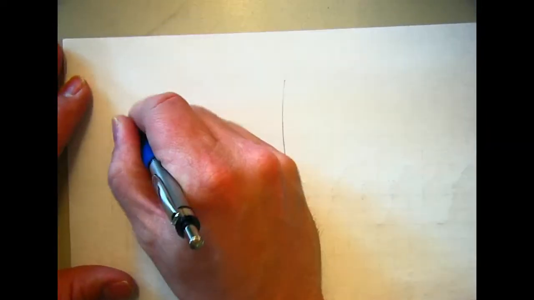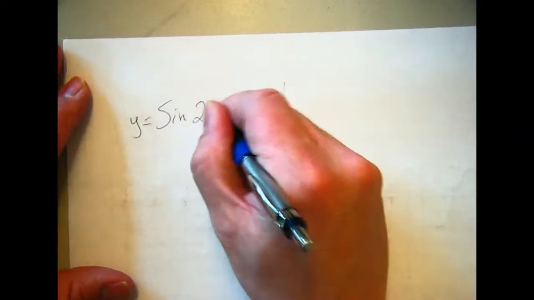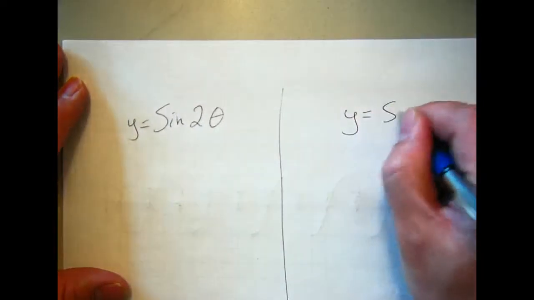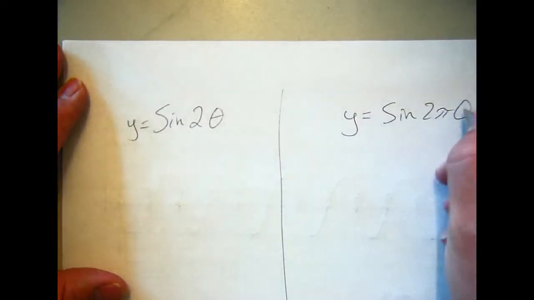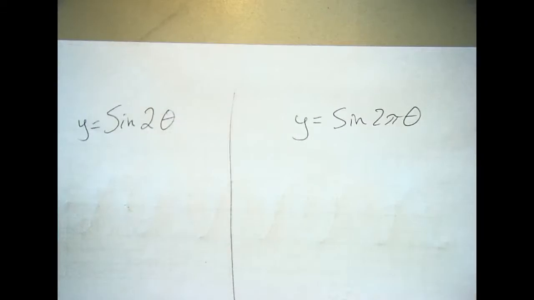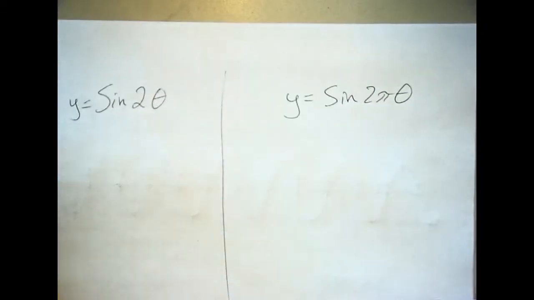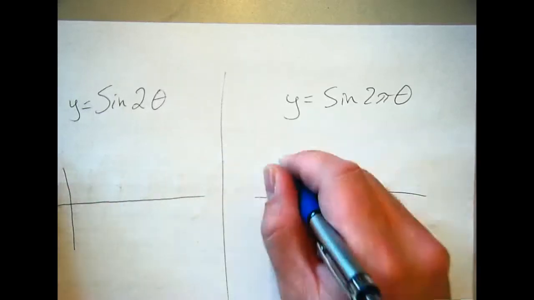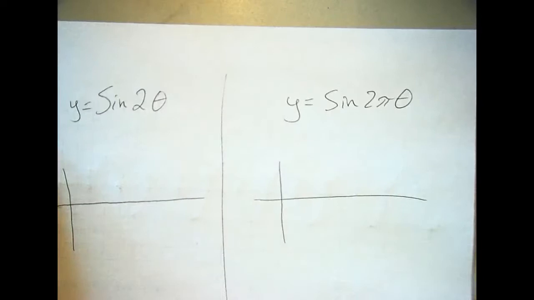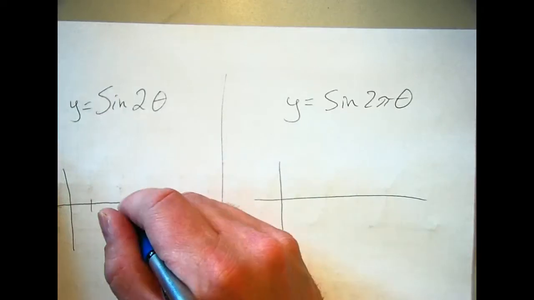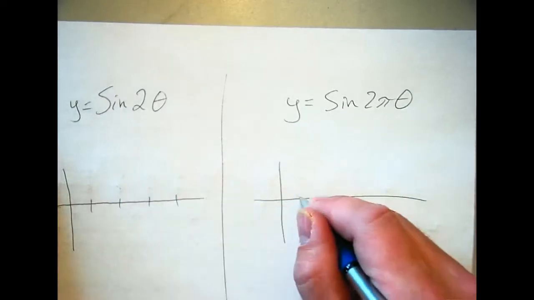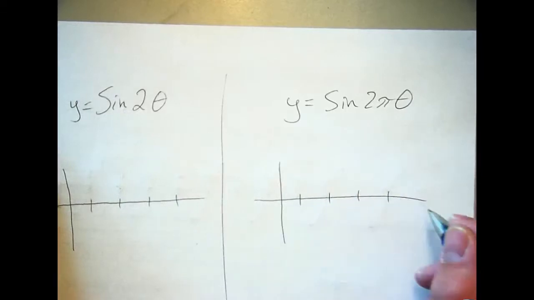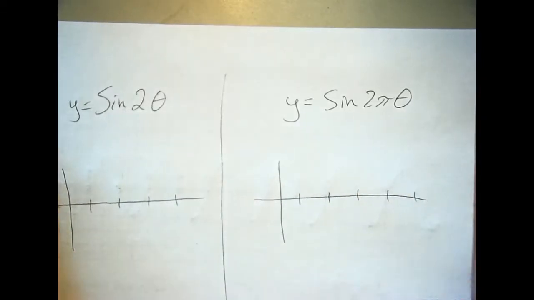So here's my question. If I give you two equations, y equals sine 2 theta, and y equals sine 2 pi theta. Those are my two equations. I want to know which one is going to have a scale that will go up by single units. So like your zeros would be at single units, or your scale would have units that include the measure of pi.